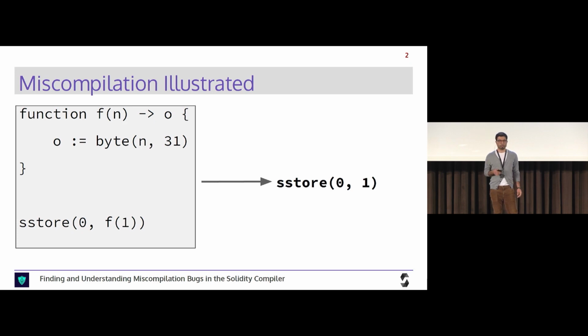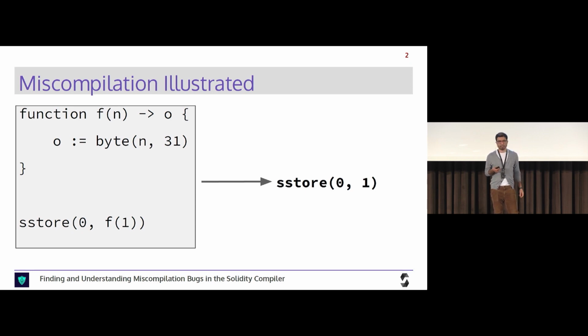But if you were to use Solidity compiler version 0.5.5 and enable the optimizer, this would actually store 1 to storage slot 0. So clearly there's a problem. It's stuff like this that we set out to find.